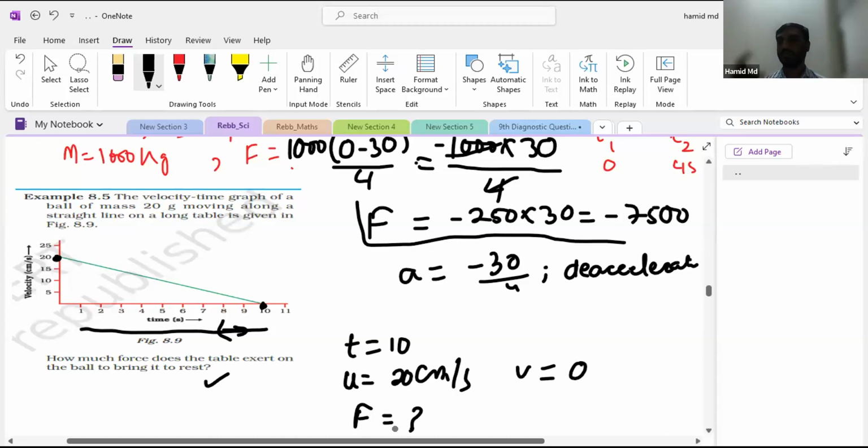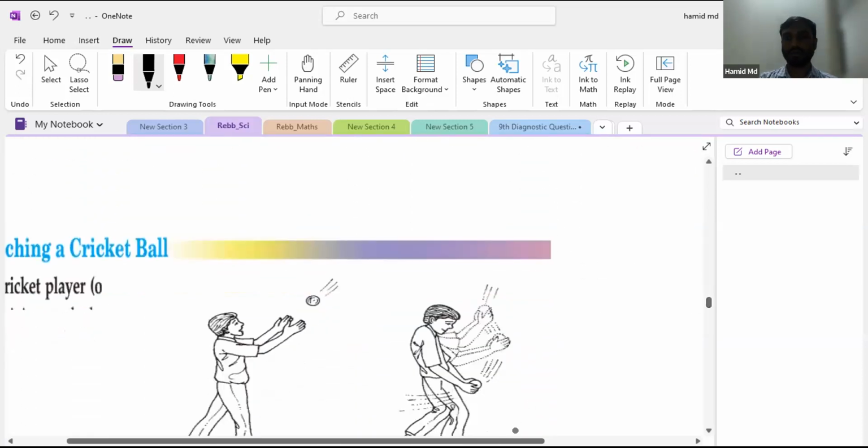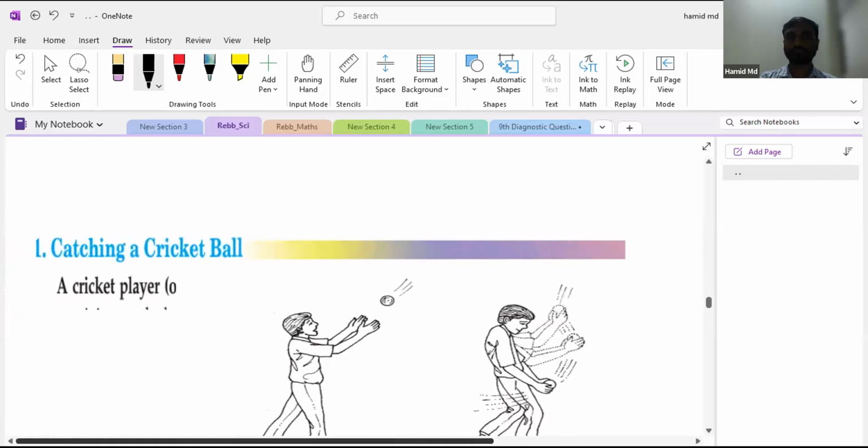Yes, sir. So you do it in your homework, right? Keep the question number and do it in your homework assignments, because we took almost 40 minutes to solve that numerical. You keep it and show me next time. Okay, sir. The next thing is application of Newton's second law.